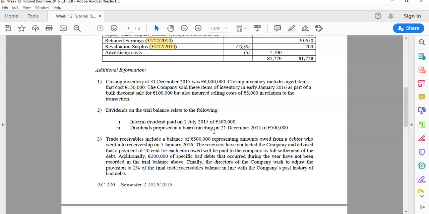our bad debt provision. So you're told trade receivables, 500,000 at the year end, went into receivership after the year end, 5 days later, and you said you're going to get paid 20 cent for the euro owed, so you're going to write off 80%. 200 other bad debts have to be provided for, and they want to adjust their trade receivables to 2% in line with past bad debts.